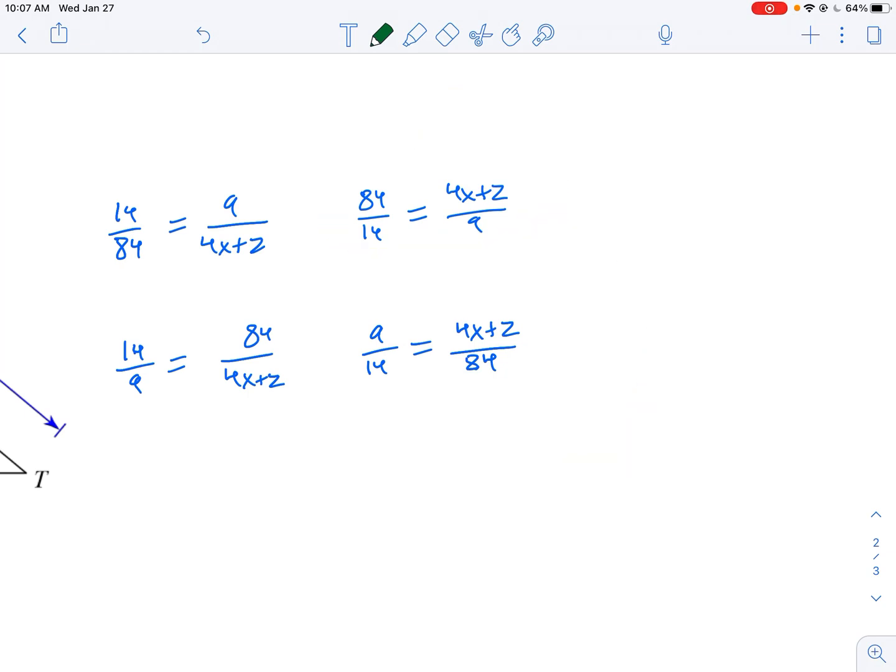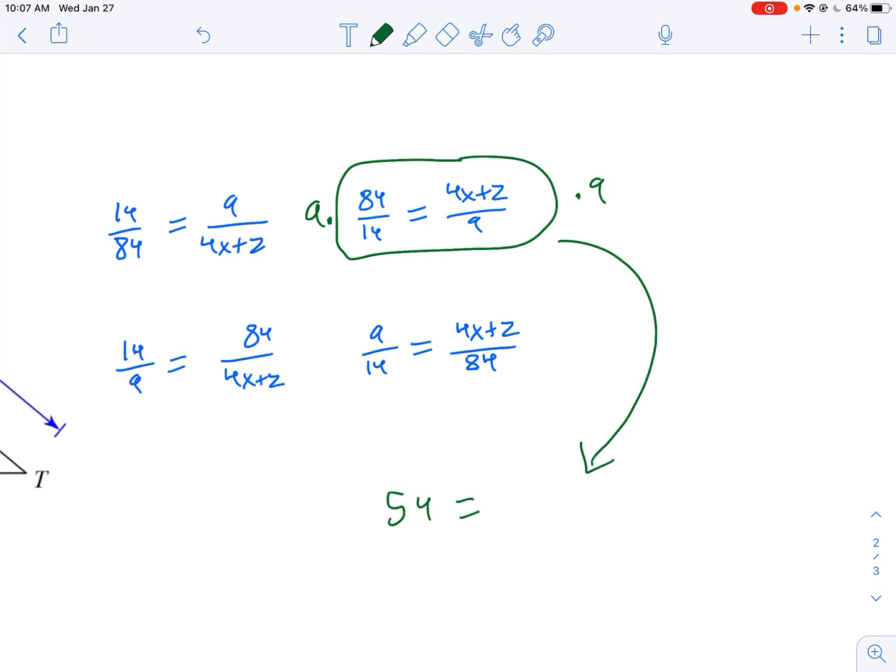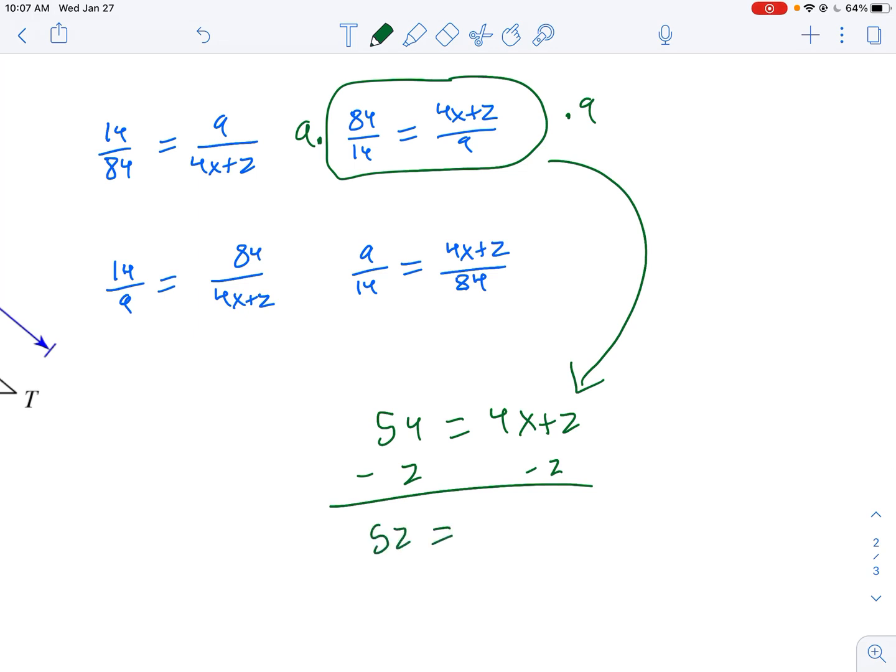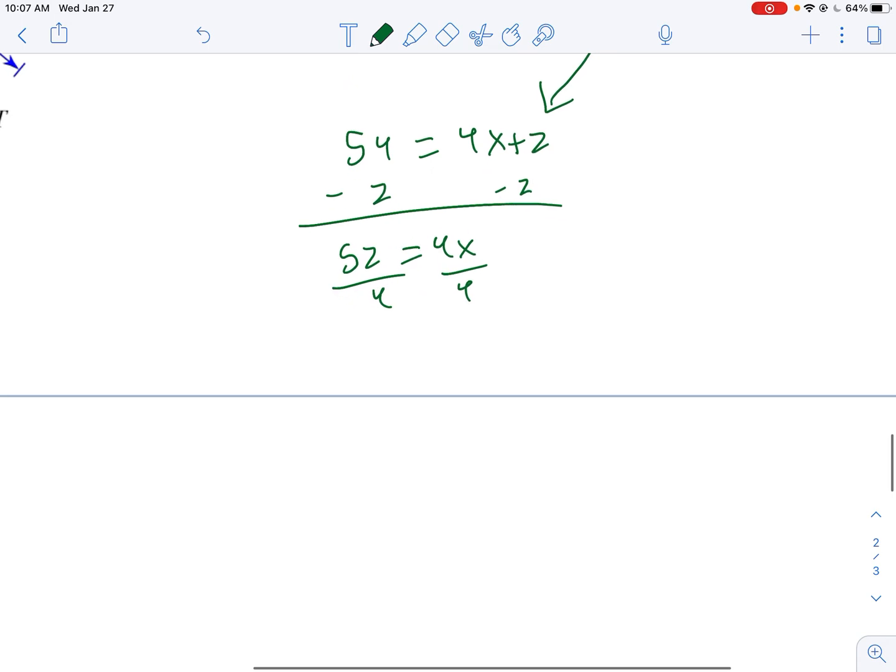So what I'm going to do here is multiply both sides by 9. I want to get this x by itself, so I'm going to bring that 9 down here. 84 times 9 divided by 14 is going to give me 54 equals 4x plus 2. Calculators are really good at this stuff, so you should invest in using a calculator. Subtract 2. You get 52 equals 4x. And divide by 4, and we get that x is 13 once again.